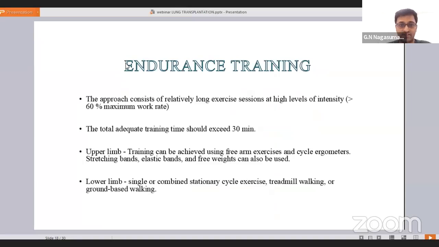When it comes to endurance training, it can be low intensity high duration training or high intensity low duration training. Usually we'll go with 60% of maximum workload heart rate, and for endurance training we can permit the patient up to 30 minutes. For upper limbs, we'll be using active passive trainers, cycle ergometers, elastic bands, stretching bands and weight cuffs. For lower limbs, for endurance training, the same thing. We'll be using stationary bikes, increasing the resistance. We'll use treadmills and active passive trainers to improve the endurance of a person.